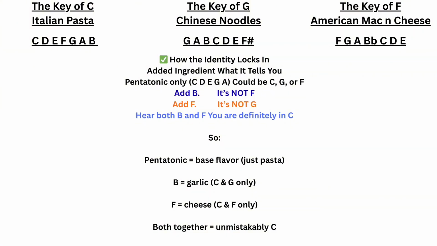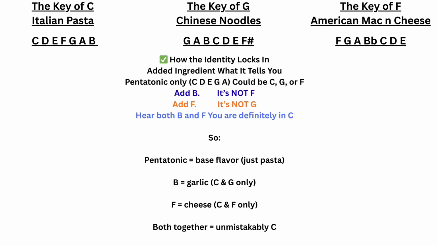So, in summary, pentatonic notes only. Those notes are C, D, E, G, A. It could be in C, could be in G, could be in F. All 3 keys share those 5 notes. Add a B note, and you know it's not the key of F. It's going to only be either the key of C or the key of G. Add an F note, you know it's not the key of G. It's only going to be the key of C or the key of F. Hear both B and F, you are definitely in the key of C.